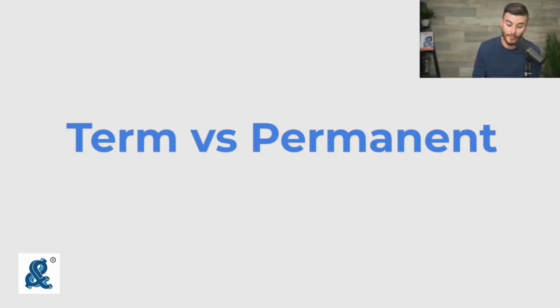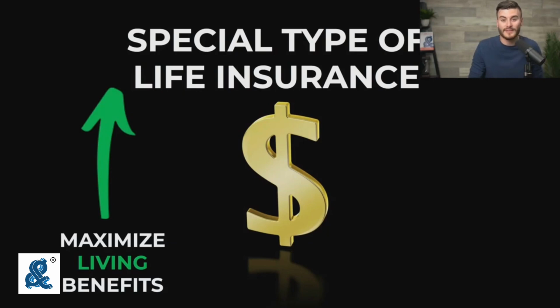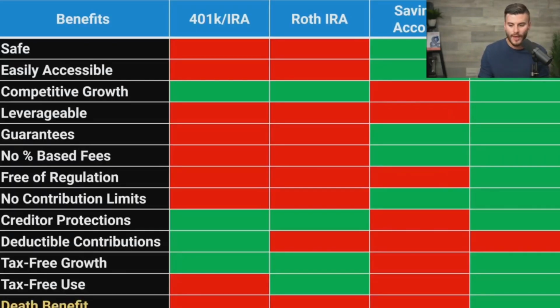The permanent essentially means it's going to last your entire life. And again, we reverse engineer this to really optimize for cash value and your living benefits. So when I say a special type of life insurance, the philosophy is we want to maximize living benefits. We want to give as much living benefits as possible, and we want to minimize the death benefit as much as possible. In other words, we want to maximize cash and minimize the drag of insurance costs in each contract.